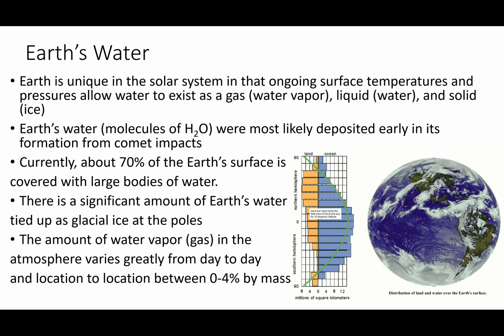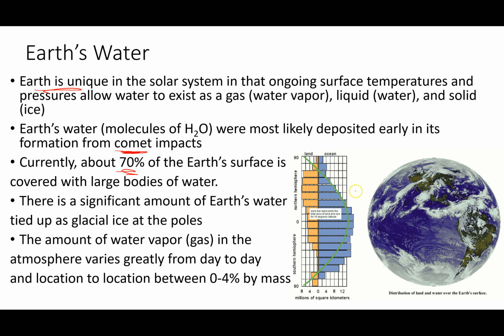It's not made up yet, but I've got some ideas. So this slide says a lot of different things about water. For instance, ours is the only planet in the solar system to have water exist in all three phases. Water on Earth came from comets, we think. About 70% of the Earth's surface is covered with large bodies of water.